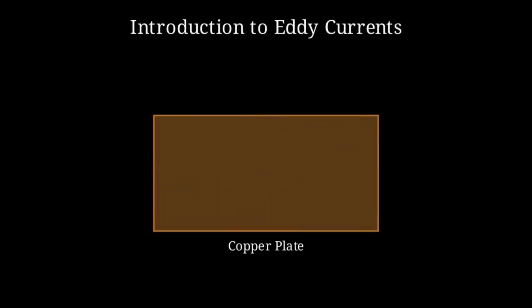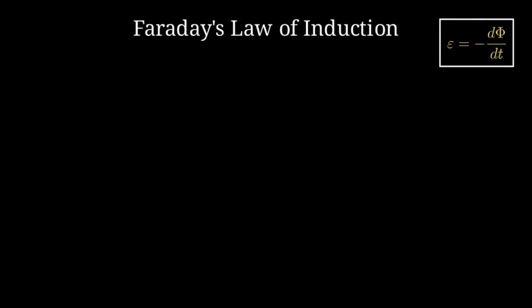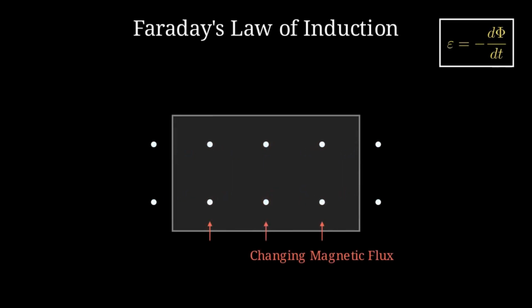Eddy currents are loops of electrical current induced within conductors by a changing magnetic field. When a magnetic source moves near a conductive metal, it triggers a flow of electrons in a circular pattern, much like swirling eddies in a river. According to Faraday's law, any change in the magnetic environment of a coil of wire or a solid conductor will cause a voltage to be induced. In solid plates, this voltage creates the circulating currents we call eddy currents.